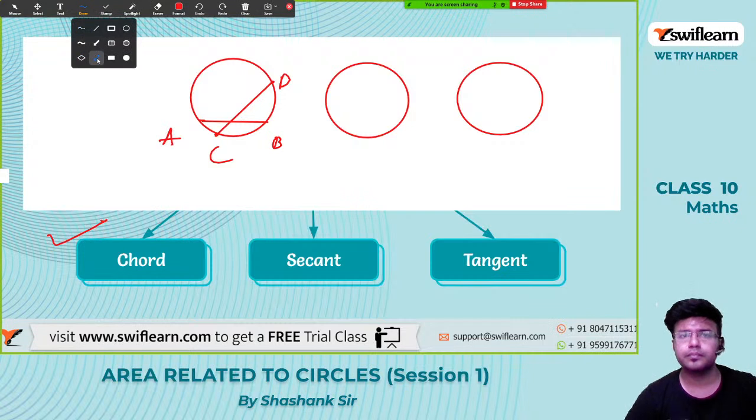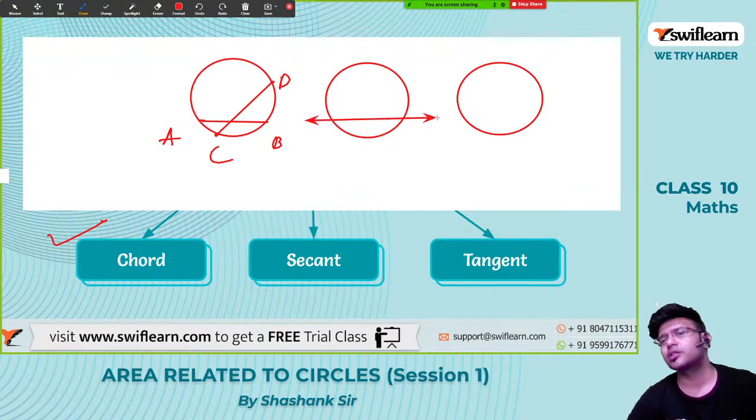What about the secant? If a line intersects the circle 2 times, okay, if 2 points of the circle are there on this line, so this line is called as a secant, okay. So ये segment है, ये line segment है, ये यहाँ पे line है, okay, that is the difference.